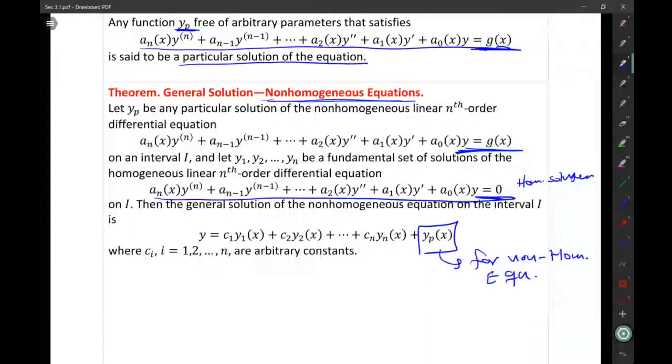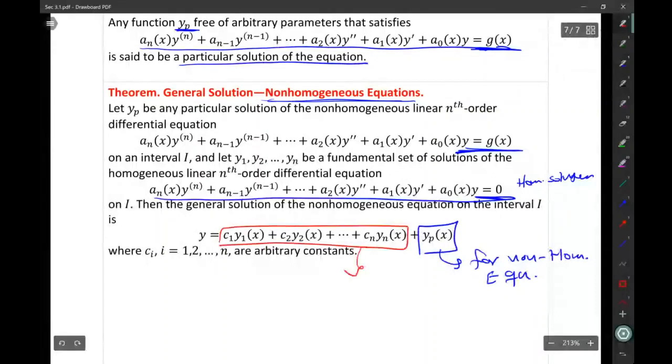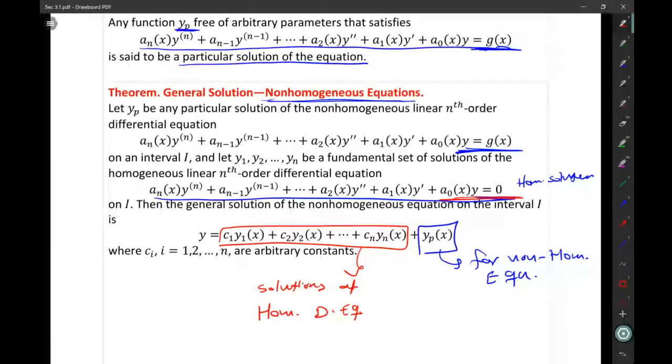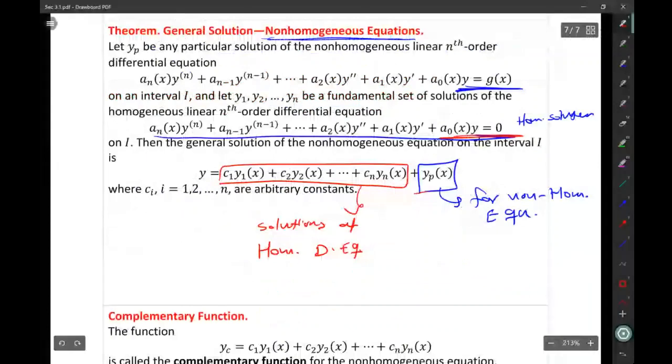The other solutions, c1 y1 until cn yn, are solutions of the homogeneous differential equation. I mean, for the non-homogeneous differential equation, I have to solve two times. One time as a homogeneous, to get those solutions c1 y1 plus c2 y2 plus c3 y3 until cn yn. And again as non-homogeneous to get the particular solution. So the general solution is the solution of the homogeneous plus the solution of the non-homogeneous.